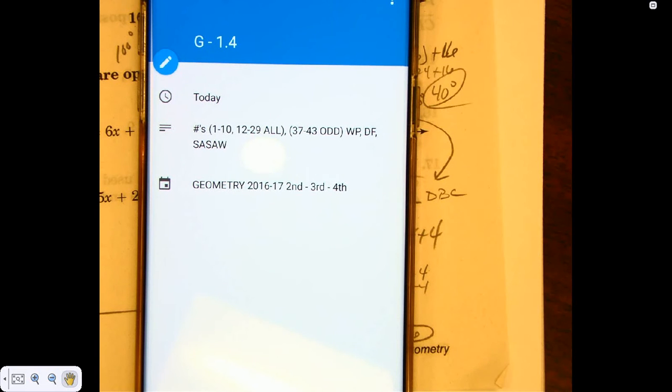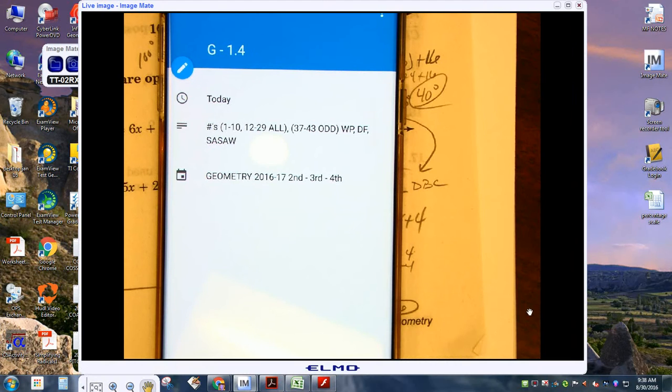Monday, do we need a protractor? I think, yes, Monday.